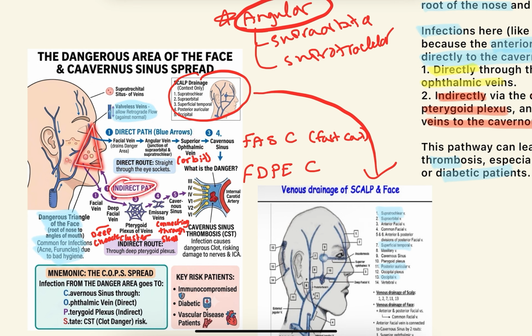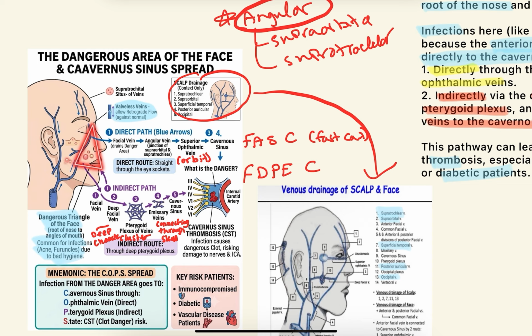Or it can happen indirectly, again from the facial vein, which is in the dangerous area, and then the deep facial vein, which is deep in the cheek, and then the pterygoid plexus, then the emissary veins, which are the veins that connect through the skull, and then to the cavernous sinus. It's very important to memorize these two pathways. Eventually, what is the outcome? We will have cavernous sinus thrombosis, which is dangerous clots and damage to the nerves.